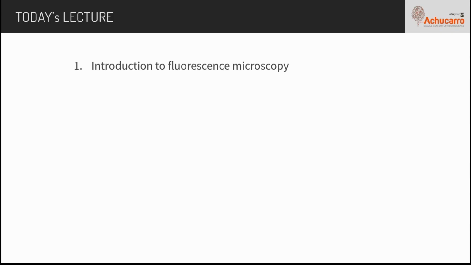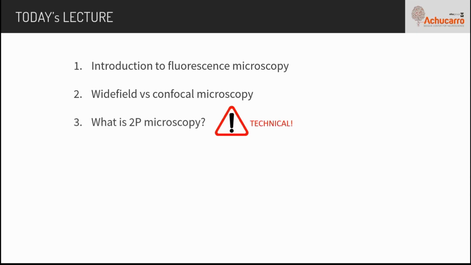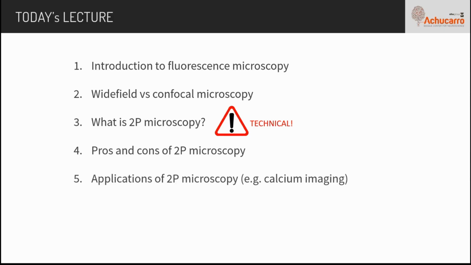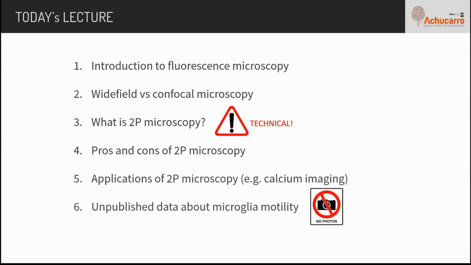So today's lecture, we have a plan. Basically, I will start with an introduction to fluorescent microscopy. Then I will have to explain the difference between wide field and confocal, even if the talk is about 2 photons. It is of paramount importance that you understand this difference, because otherwise you won't understand why we need to use 2 photons. Then we will explain what is 2 photon microscopy, and this is the technical part, more about physics. Then the pros and cons of 2 photon microscopy, the applications, for example, like calcium imaging. Then we have some unpublished data about the microglia motility. And then the key points to elaborate the protocol that we have to do after.